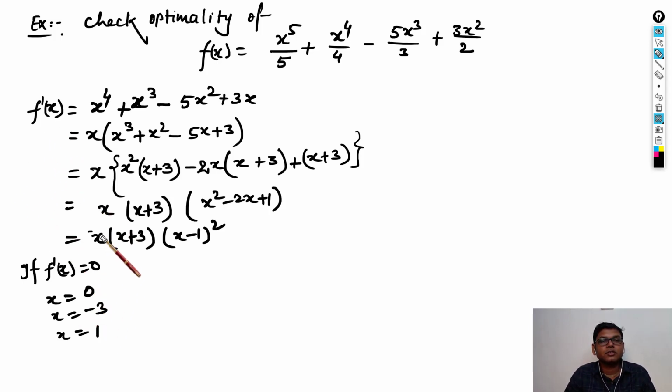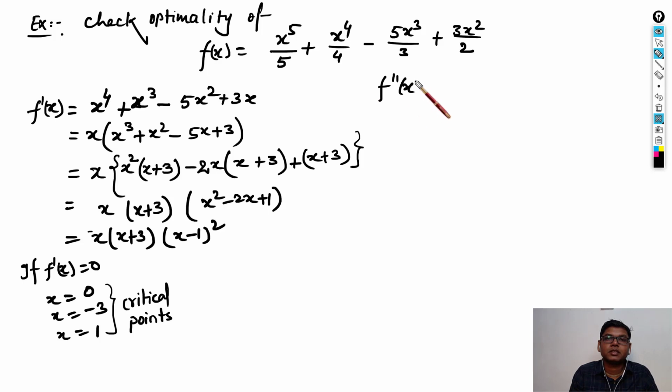If you put x is equal to 0, this becomes 0, the f prime x is 0. If you put x is equal to minus 3, this becomes 0, and x is equal to 1, you put it here, it will total become 0. So these are the critical points we have got. These are the critical points. Okay, now we need to check f double prime x.